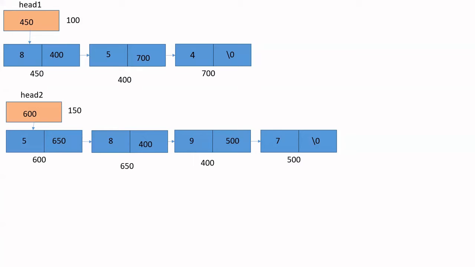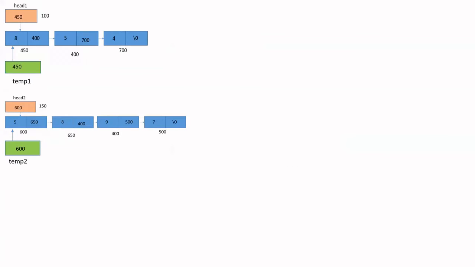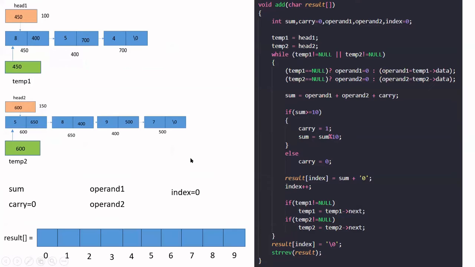Now to add these two, we'll take two temporary node pointers, and we will make temp1 point to head1 and temp2 point to head2. Now this is our function to add.